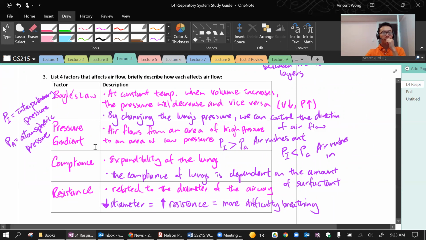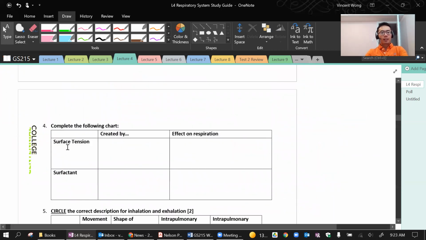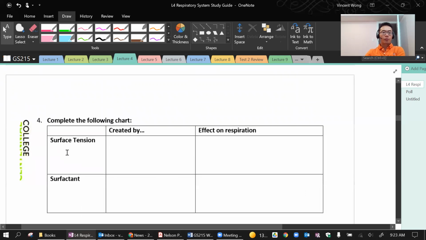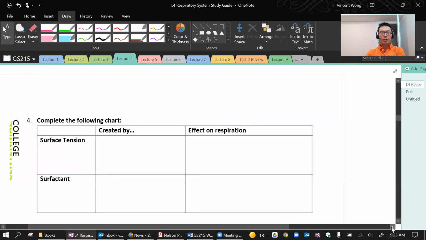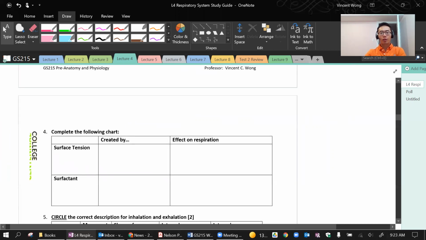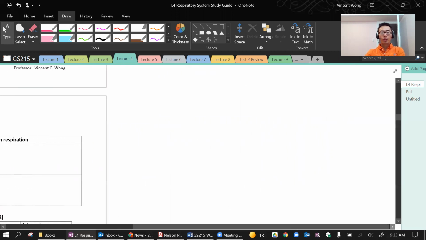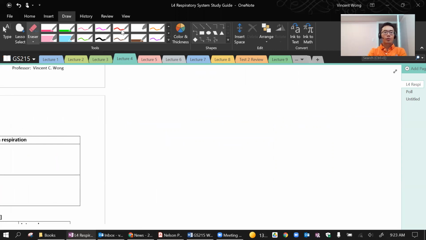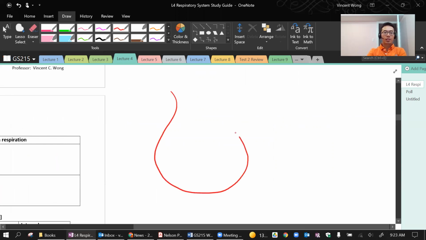Okay, moving on. This is talking about surfactant and surface tension, and this has to do with the alveoli. Let me quickly review this concept with you. Your alveolus is basically a spherical shape, and the inside is moist because we need a moist surface for the gas in the air to dissolve in before it goes into your bloodstream. So we need to have a moist surface.